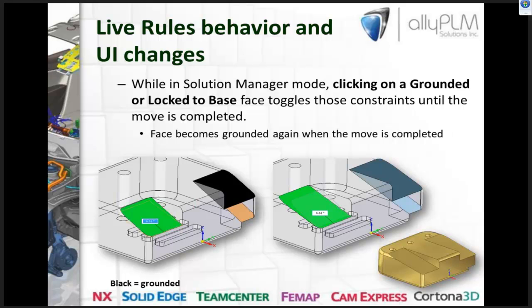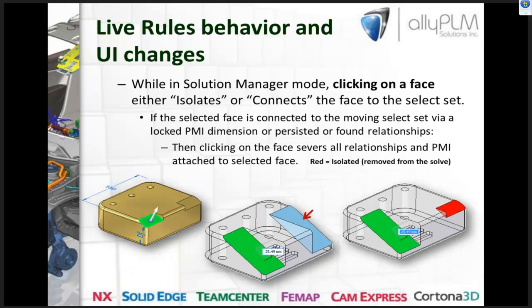While you're in the Solution Manager mode, you can also click on a grounded or locked feature, and it'll toggle that constraint. That face will become dark blue, which means it has a severed relationship, and then after you make the move, it'll go back to black and it becomes grounded again. If you're in the Solution Manager mode and you click on a face, it'll either isolate it or add it to the select set.